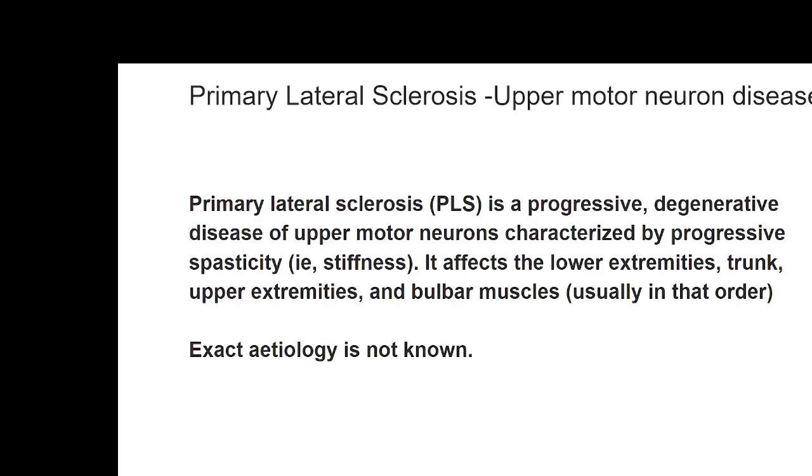Then comes another upper motor neuron disease, that's primary lateral sclerosis. Now primary lateral sclerosis, compared to amyotrophic lateral sclerosis, is less common.